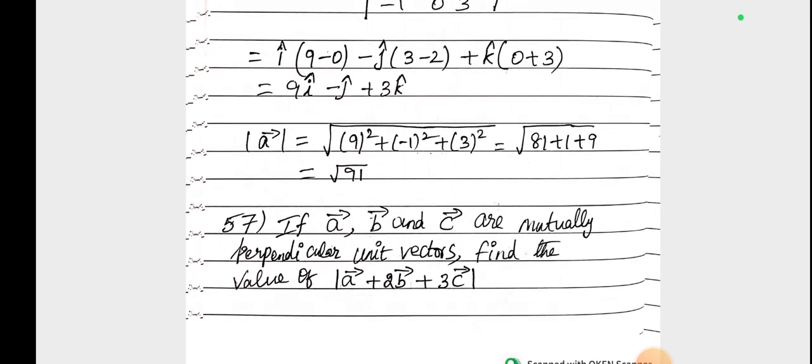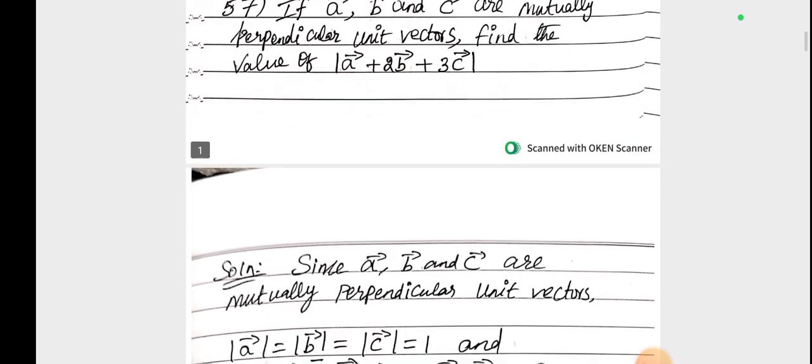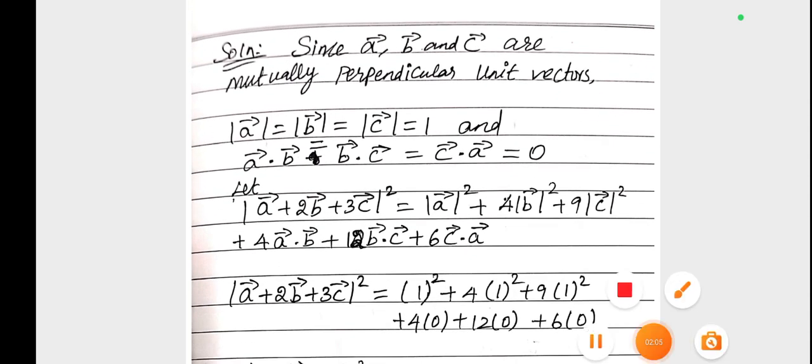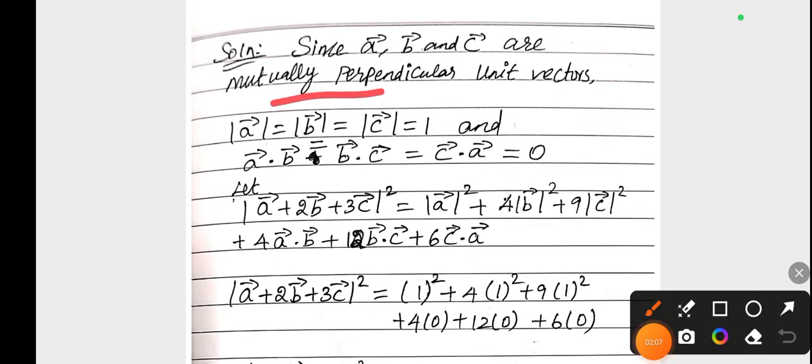A, B, C are mutually perpendicular unit vectors. We want to find the value of magnitude of A vector plus 2B vector plus 3C vector. Since they have said it is mutually perpendicular, magnitude of A equals magnitude of B equals magnitude of C equals 1, and A dot B equals B dot C equals C dot A equals 0. Then we do magnitude of A plus 2B plus 3C whole square.